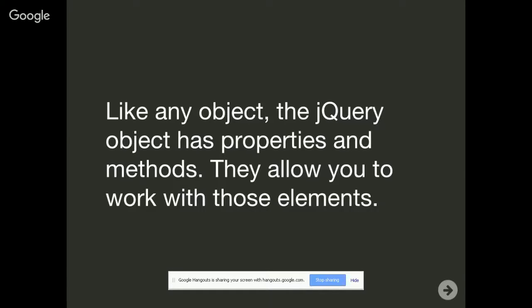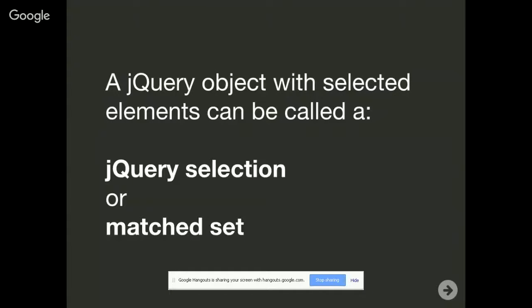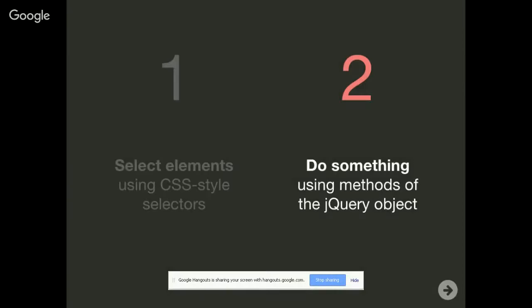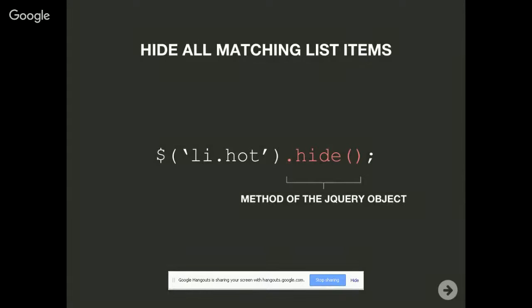And jQuery is an object, so it has properties and methods that we can use to work with elements. And just like with JavaScript, we can get an individual selection or a match set. Right? And then we can do various things with the methods of the jQuery object. For example, if I wanted to hide the list item with the class of hot, this is how I'll write this in jQuery. So $ sign, select my element, and then the name of the method is .hide, and that's it.